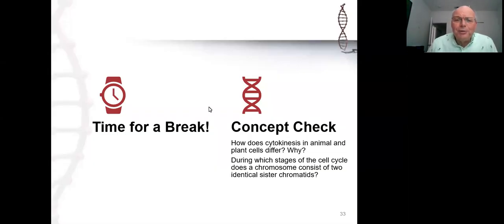So welcome back again from the break, whether you stepped away or whether you clicked on through. Let's talk about the concept check questions and get these answered so we can talk about the last part of the chapter. How does cytokinesis in animal and plant cells differ and why?